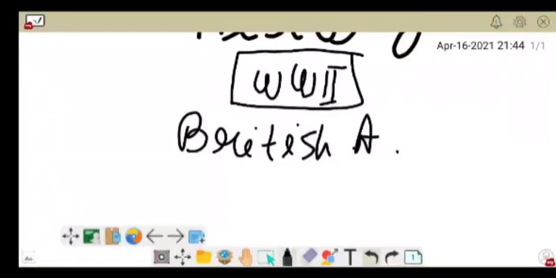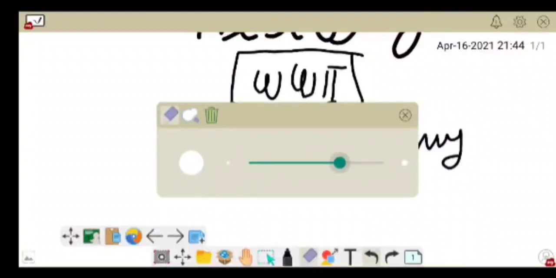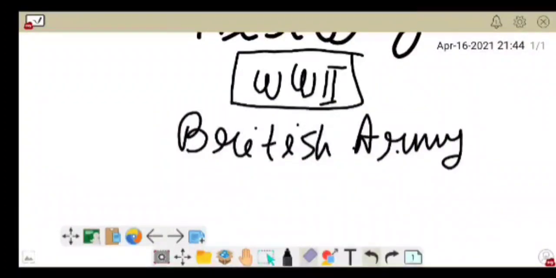The British army, the resources, the food, the materials, the weapons, the bullets, the grenades, manpower, food, everything was going to end. And at that point, the war was not going to end. It had to go on for a long time.